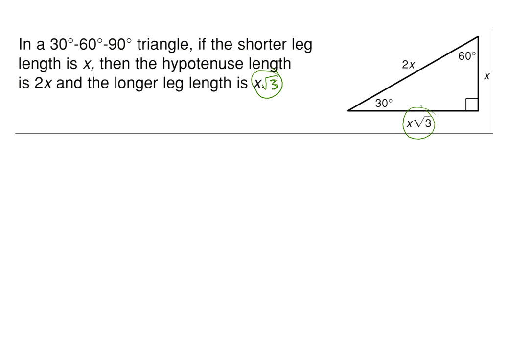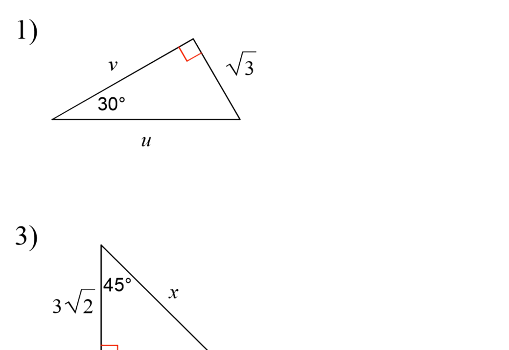X times the square root of 3. So let's look at just one example that uses this ratio. I hope you have this in your notes: short leg x, hypotenuse 2x, longer leg x root 3. So this is one of the problems that I've given you for classwork today while I'm gone and you have a sub.